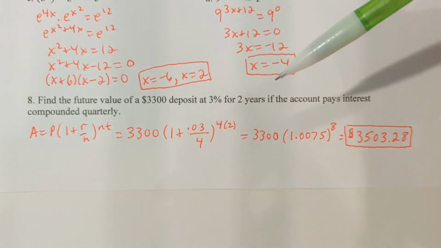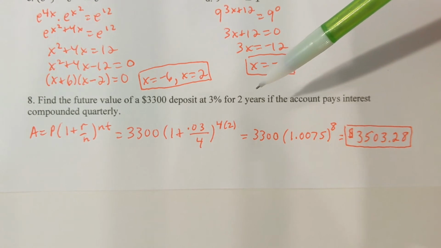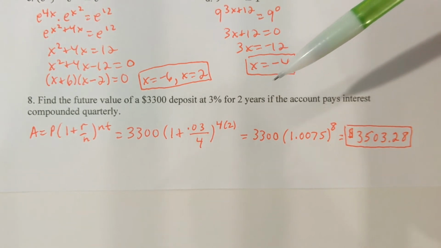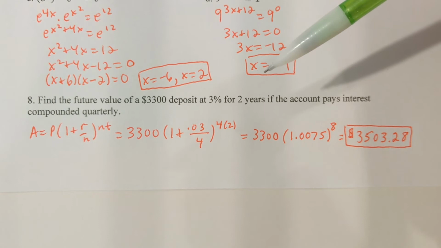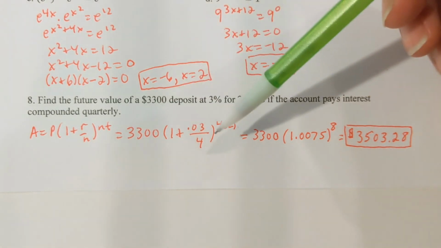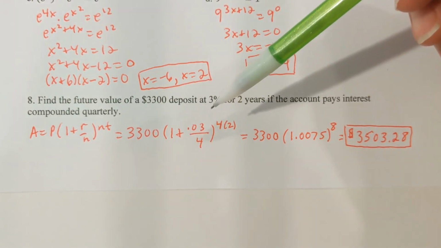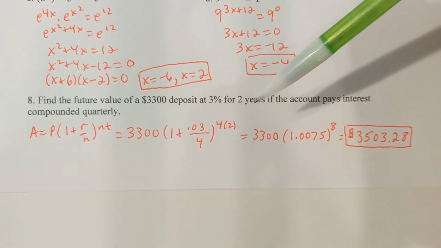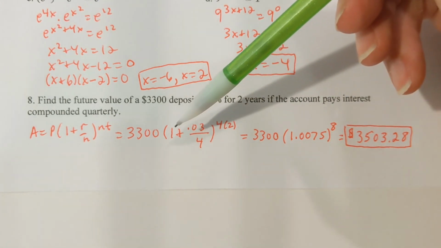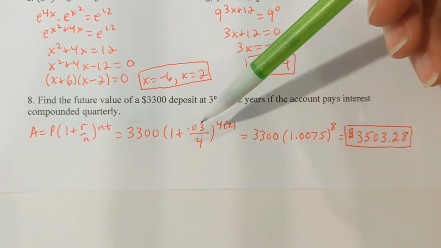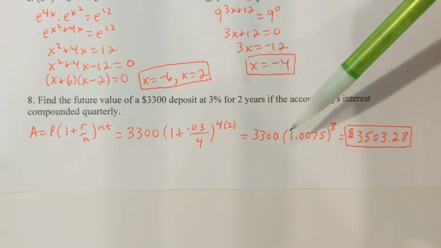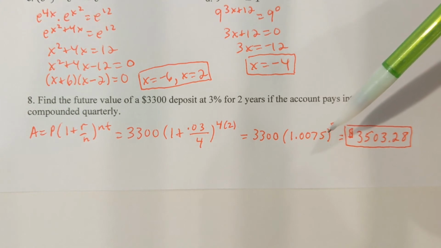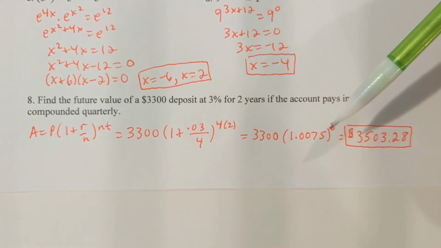T is the time in years. We want to see how much money will be in the account 2 years down the road if we just let it sit there and do its thing. Okay, so I've got my numbers plugged in. 3% as a decimal would be 0.03. And if you type in 1 plus 0.03 divided by 4, I'm getting 1.0075.